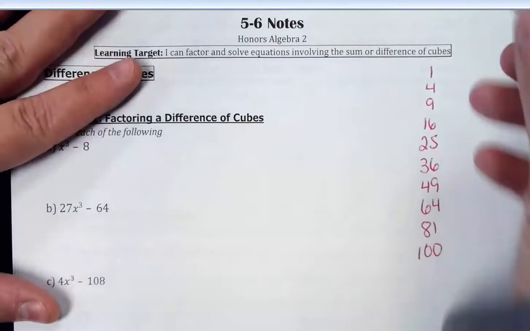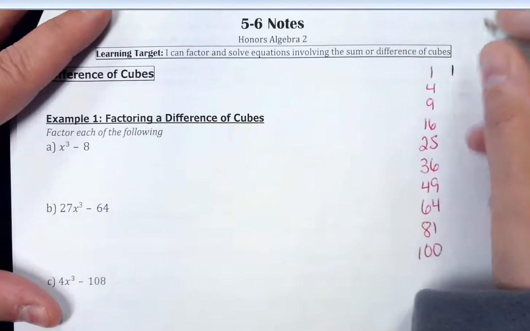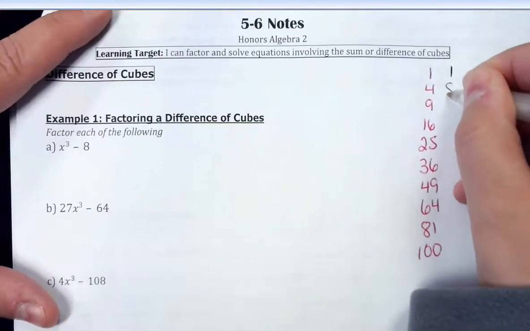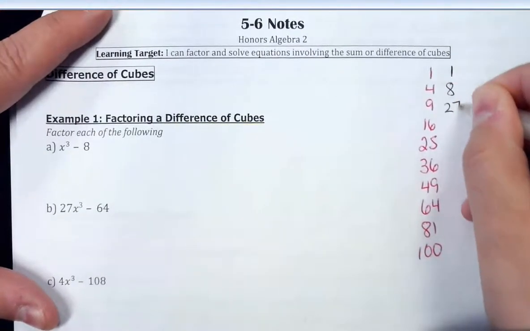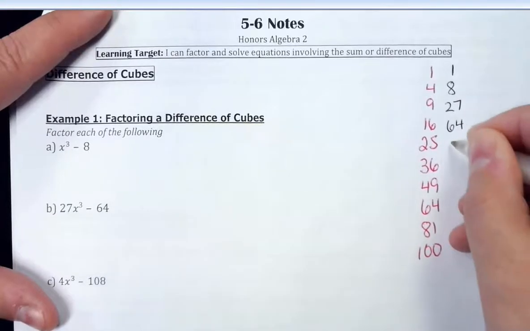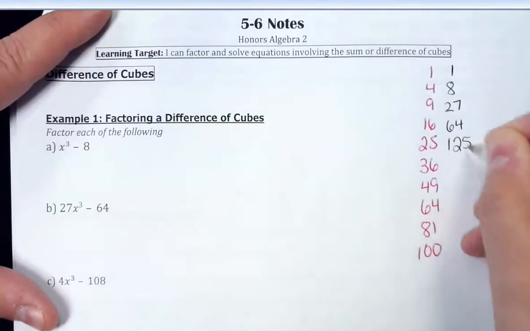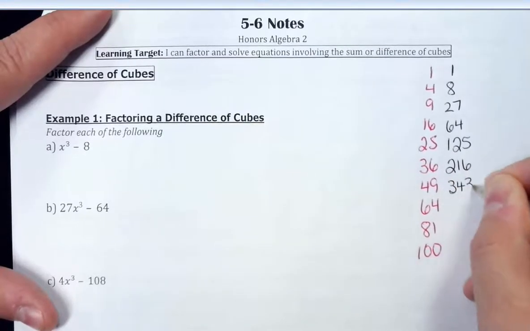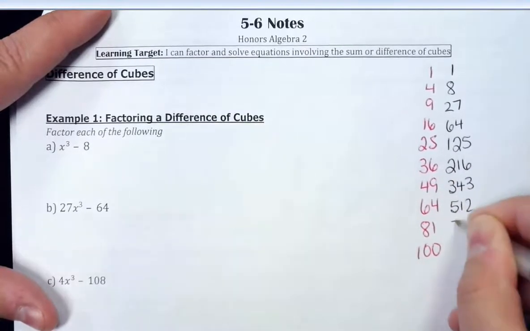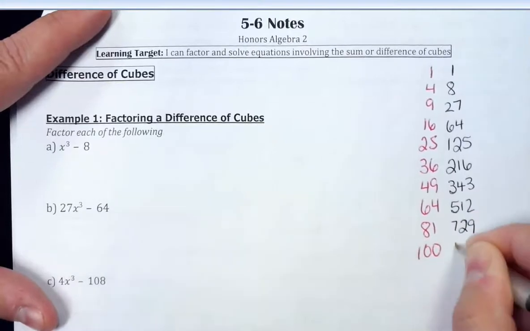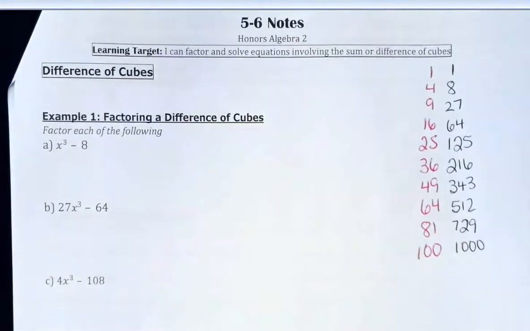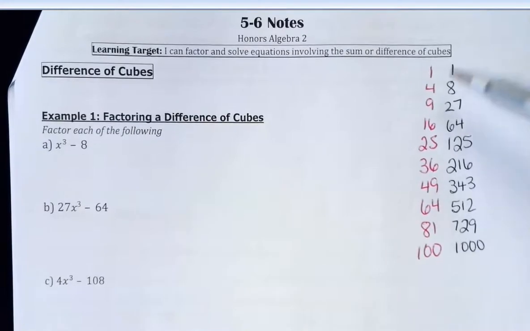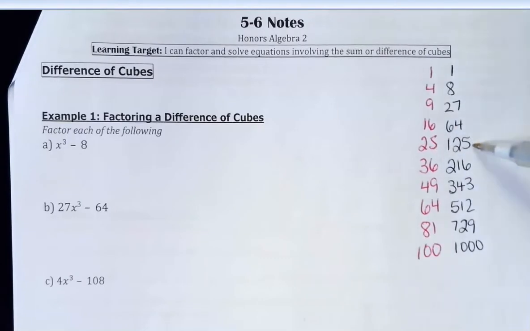So I've got 2 to the third power, 3 to the third power. So each one of these, if we take the cube root of this number, it's going to be a nice value. So I'm going to write these down, and you guys might want to have these handy so you can look at them. So if I take the square root, let me just pick one. If I take the square root of 25, that's 5. If you take the cube root of 125, that's going to be 5.